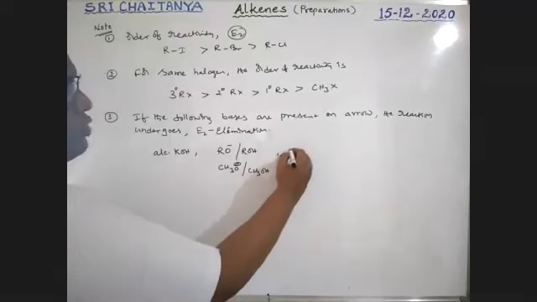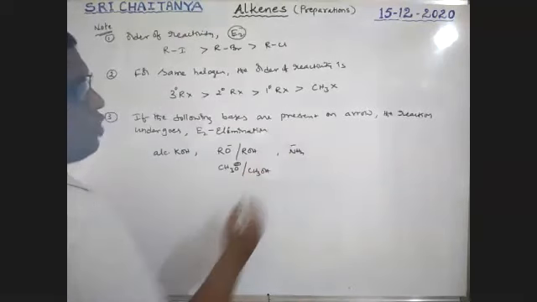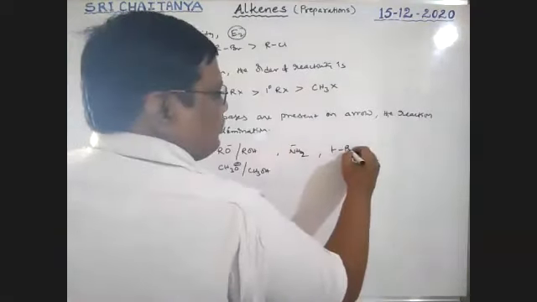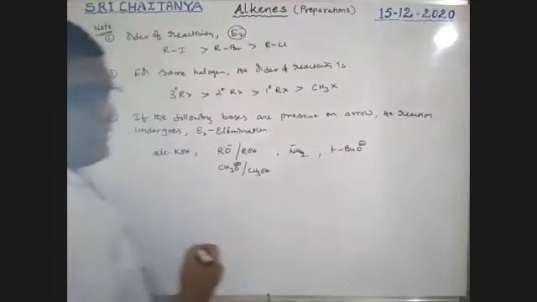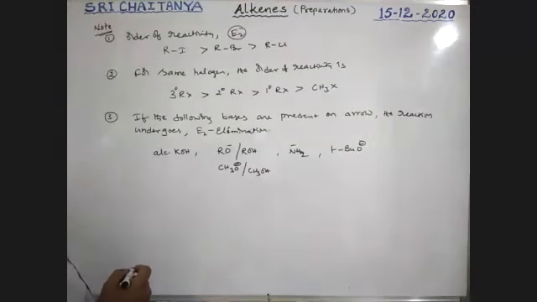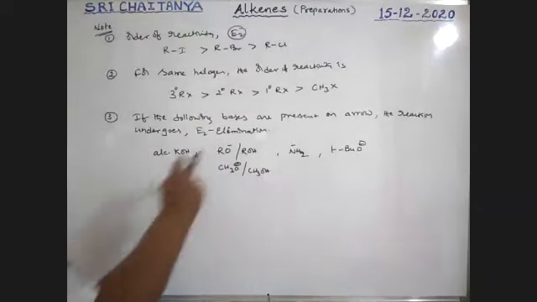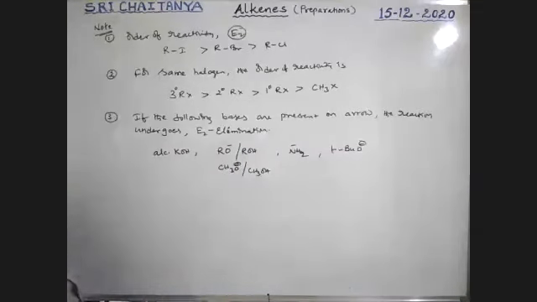Next, NH2 minus, a strong base. Tertiary butoxide, a strong base. Very, very important: these bases are strong bases. Whenever these bases are used on the arrow, E2 elimination takes place automatically. You should consider E2 elimination.